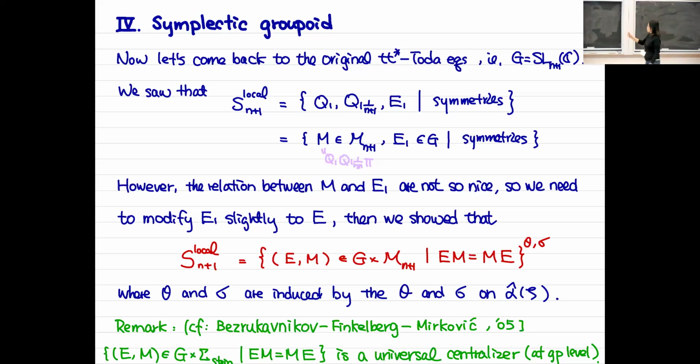Oh yeah, so this set, without the symmetry, is the universal centralizer. So in BFM's paper, they mentioned this. This is at the group level. So there are two different kinds of universal centralizer. There is one corresponding to the Steinberg cross-section. There is one corresponding to the Kostant slice. So you have these two different ones.